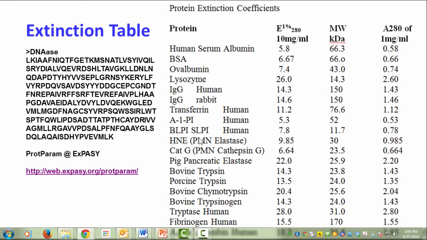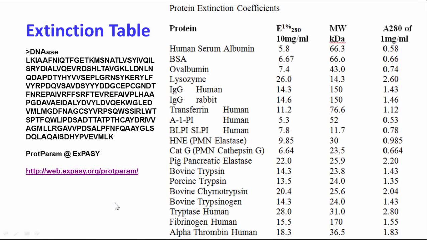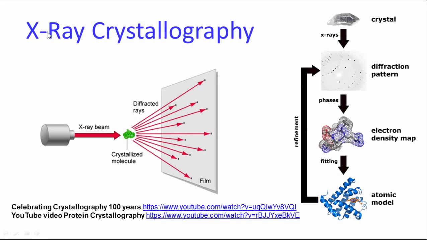And so now we're back. And here's an example of a table that has a number of different proteins, and there are different extinction coefficients. And here's the A280 of a 1 milligram per mil solution, or the 0.1% solution. Okay, so useful.